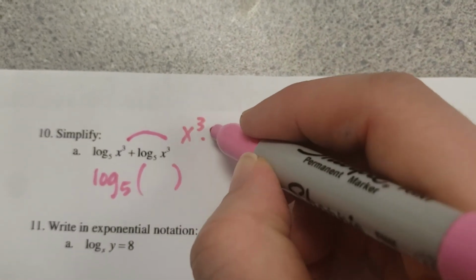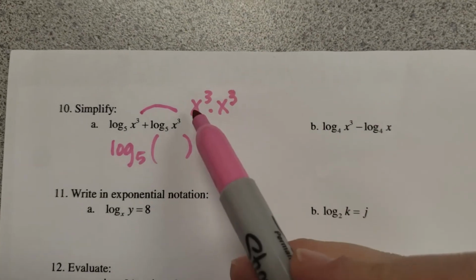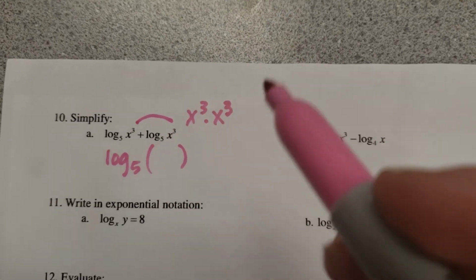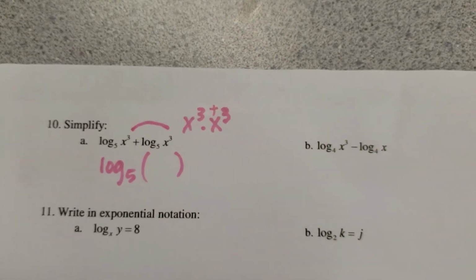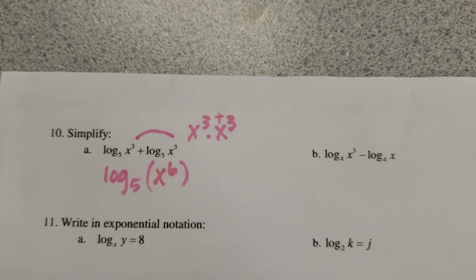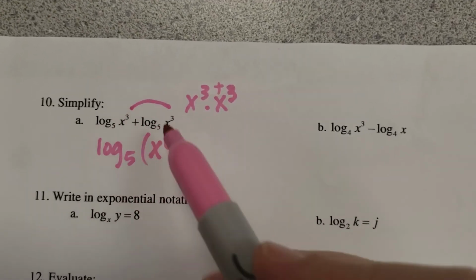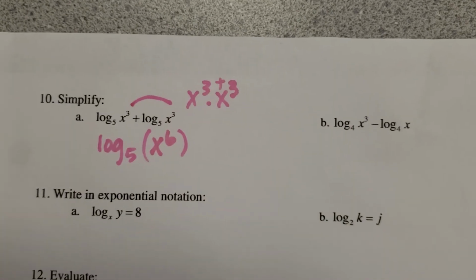And remember, with our properties of exponents, we are multiplying the terms, 1x cubed times 1x cubed, but the rule for these exponents is that they add. So this would be log base 5 of x to the 6th. So we did multiply, but the exponents themselves end up adding.